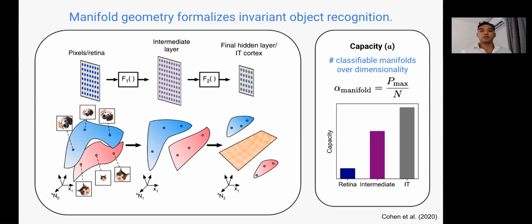A caveat of this work is that this paper specifically, Cohen et al. 2020, looks at a network that's already been fully trained using labeled images and gradient descent. Any of you who have run an image classification probably know.